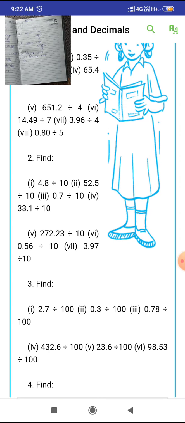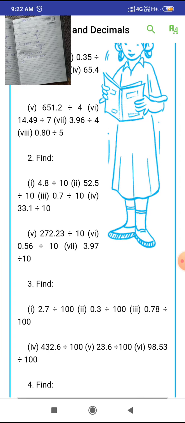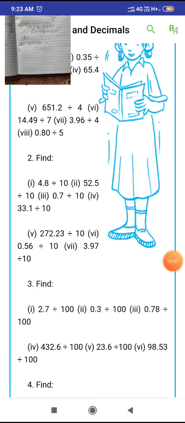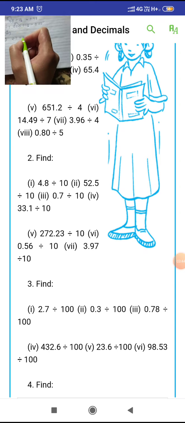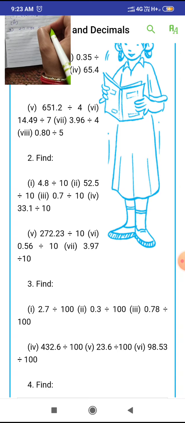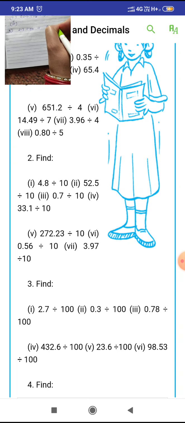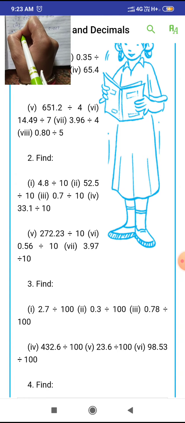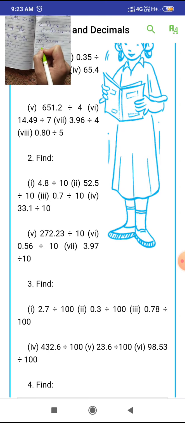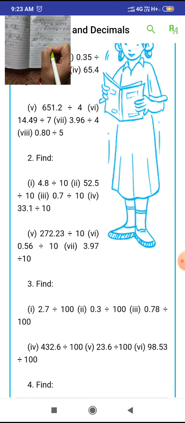Now move to our third question. In the third question, we have to divide our decimal number by 100. So the first question is 2.7 divided by 100. Here there are 2 zeros in the 100. So our decimal is shifted 2 places from the right side to the left side. So we have 0.027 as our answer.